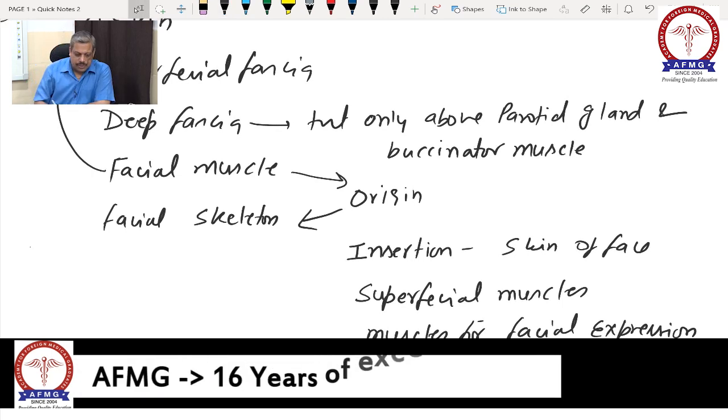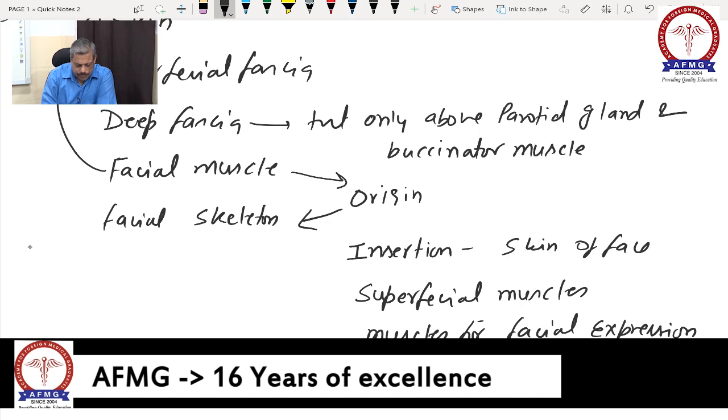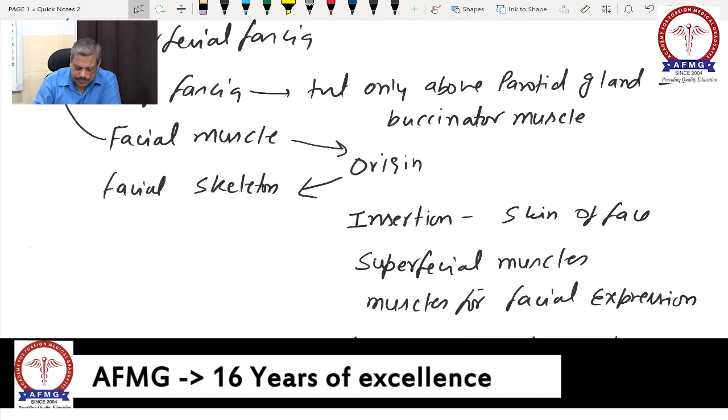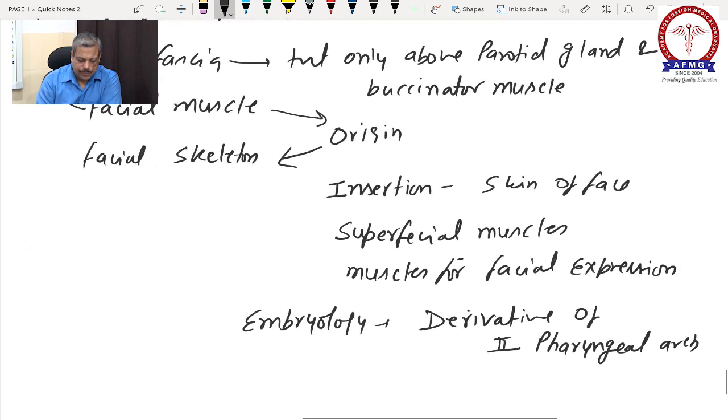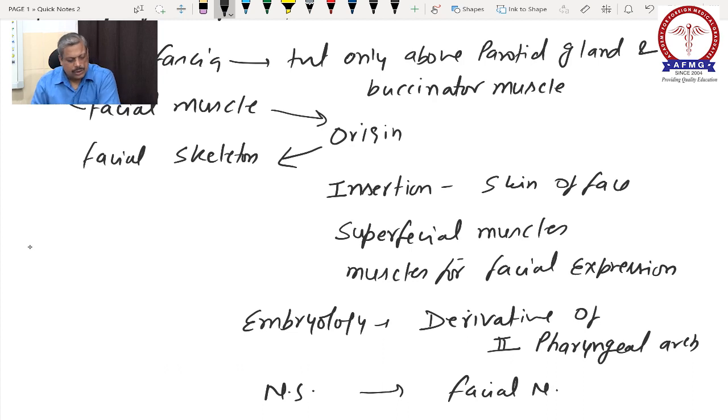Now see these facial muscles. One question from embryology: these muscles are derivatives of the second pharyngeal arch. Clear? Now what is the nerve supply of the facial muscles? Nerve supply means the motor nerve supply of the face. Answer is the facial nerve. It means all the muscles of the face are supplied by the facial nerve.